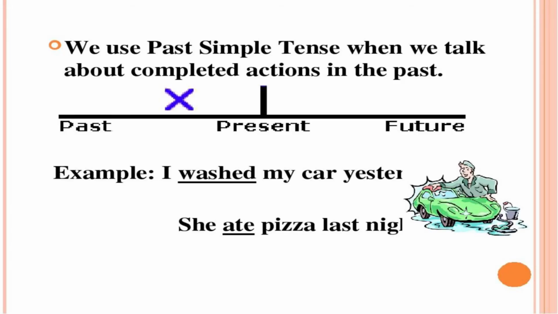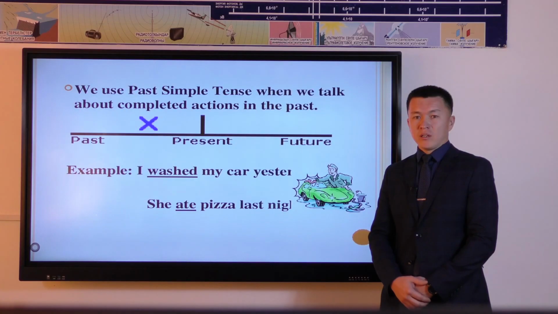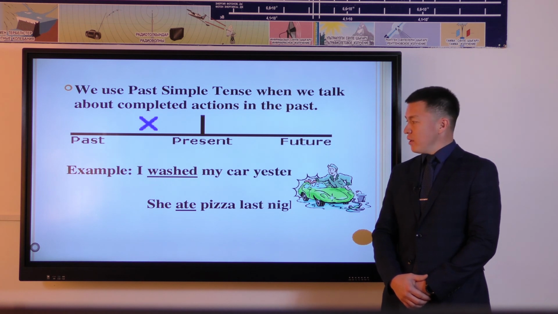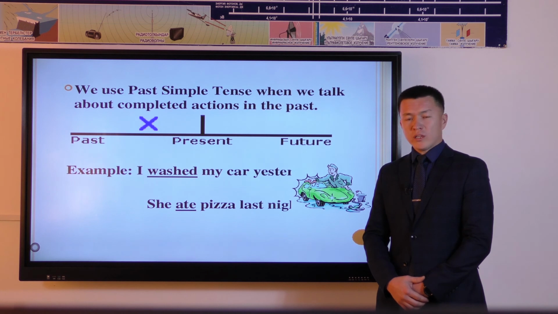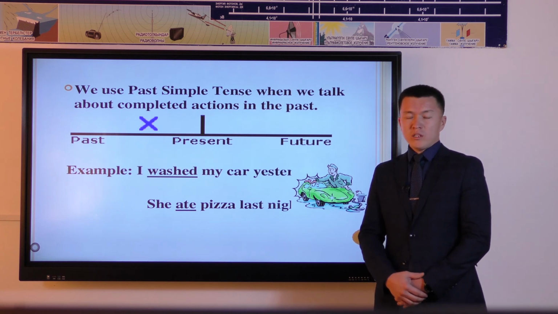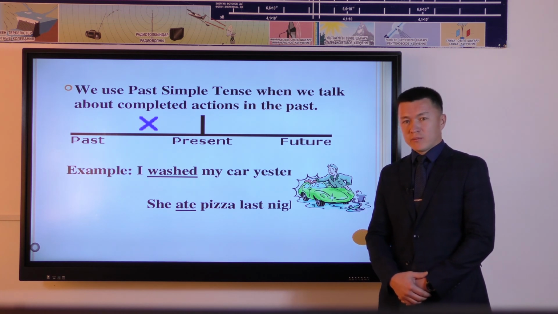We use past simple tense when we talk about completed actions in the past. So you can see two examples here. The first one is, I washed my car yesterday, and the second one is, she ate pizza last night. So what do you think? What's the difference between these two sentences?